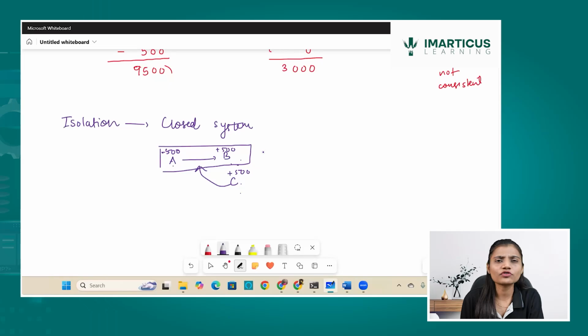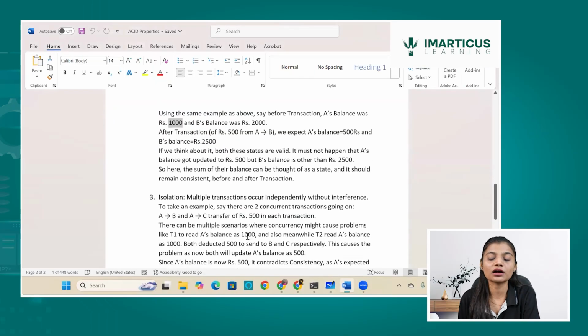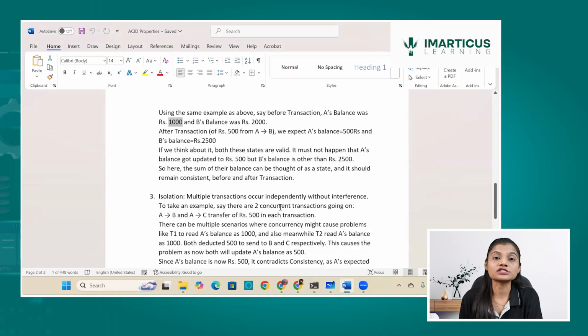Now you all must have heard of cross connections when you call individuals. Cross connections are not made. If I want to discuss the same thing in simple terms, isolation means when the transaction is happening, it's a closed transaction. No other person can be a part of the transaction unless involved over there. So when I talk about isolation, multiple transactions occur independently without interference. It means the A and B transaction is an independent transaction, and no other person is coming into it or being a part of it.